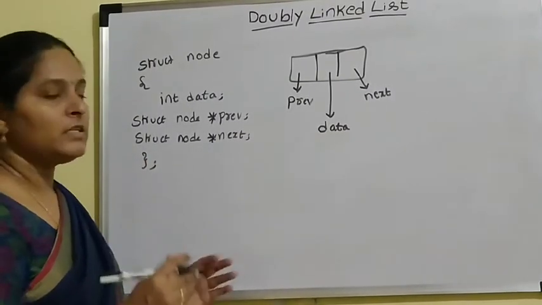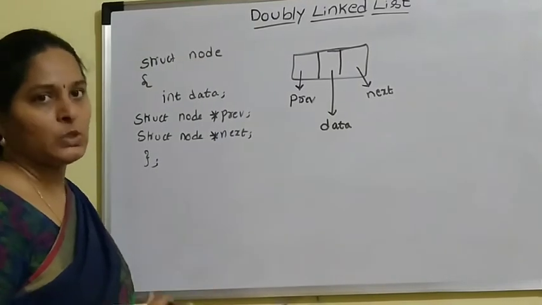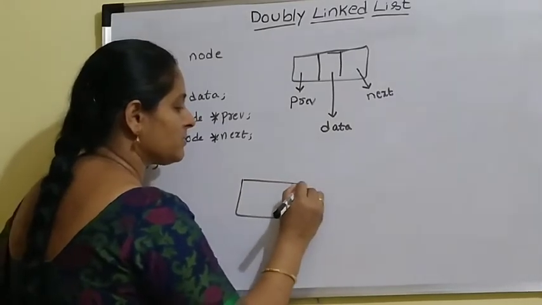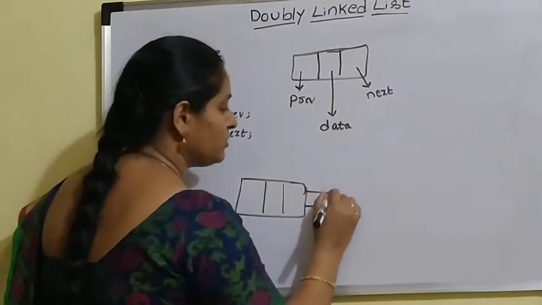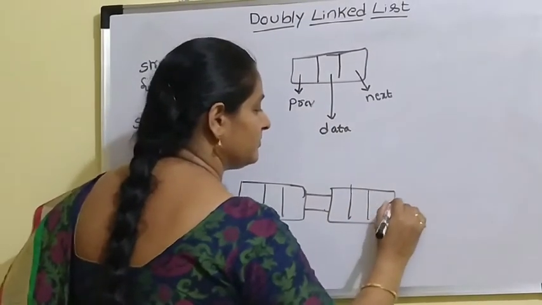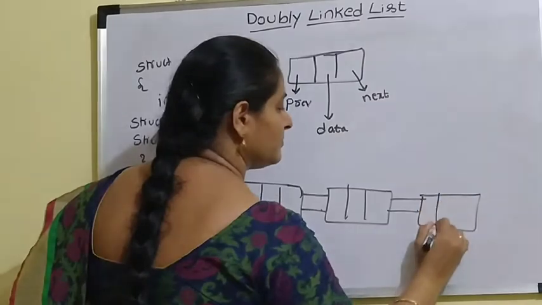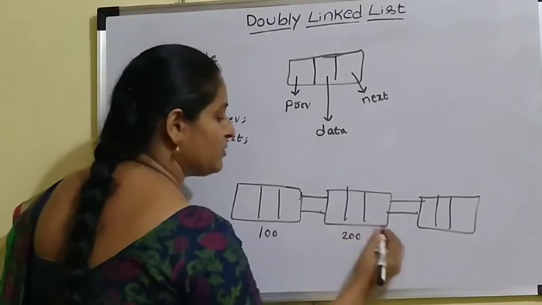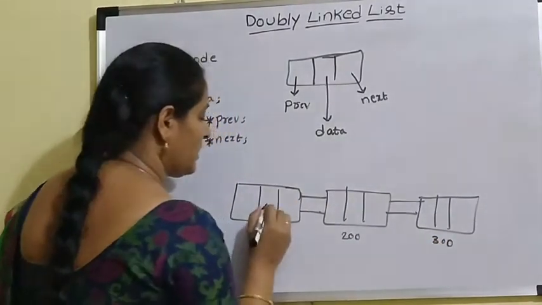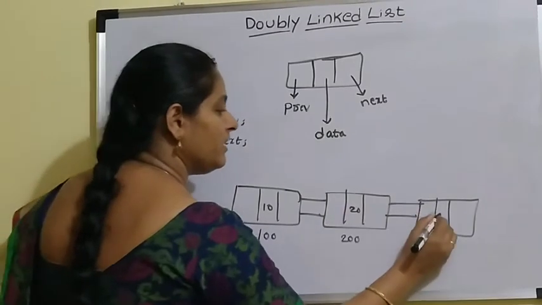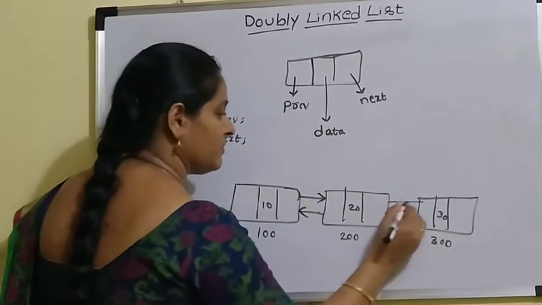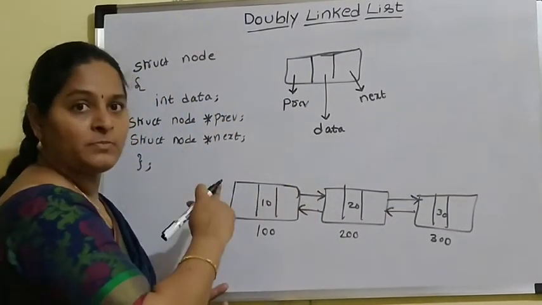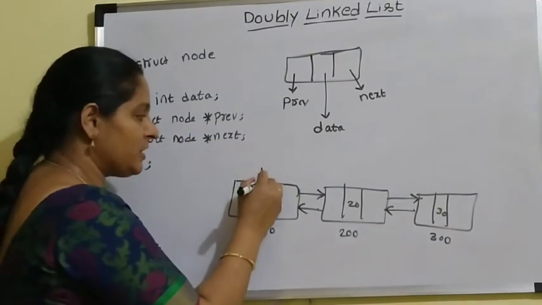Now see one simple example of how the doubly linked list looks. Just assume that your doubly linked list contains three nodes, like this. This is the first node. Just assume that these nodes are stored at addresses 100, 200 and 300. Here I am storing 10, 20 and 30. Every node contains two pointers, a previous pointer and a next pointer. So this is the first node in our list.